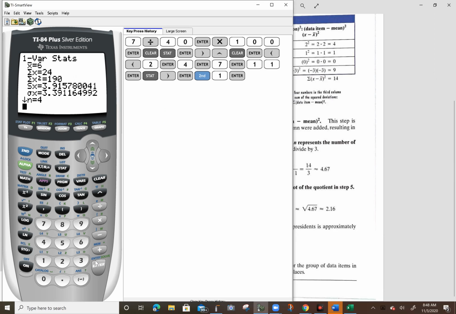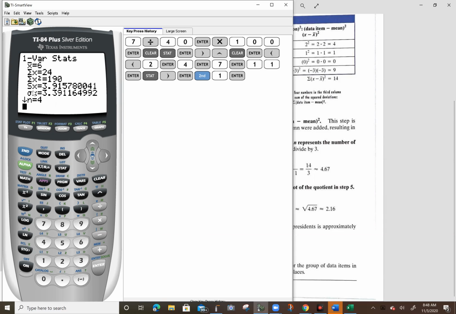And then I'm going to hit enter. And let me just tell you what these mean. So the X bar is 6, X bar up here. The very first one is the mean. The sigma of X, 24, that means the sum when we added up all of the numbers. Sigma X squared is the sum of all of the numbers squared. Okay, if I squared the numbers and then I added them up.